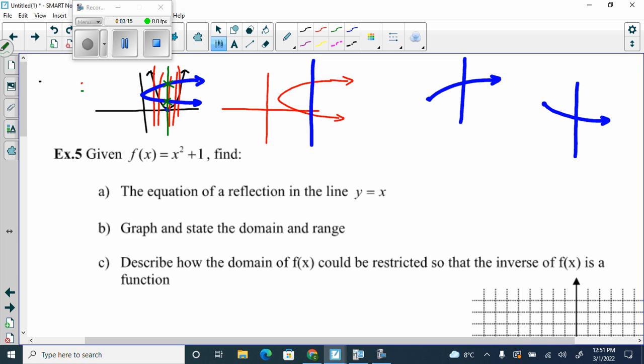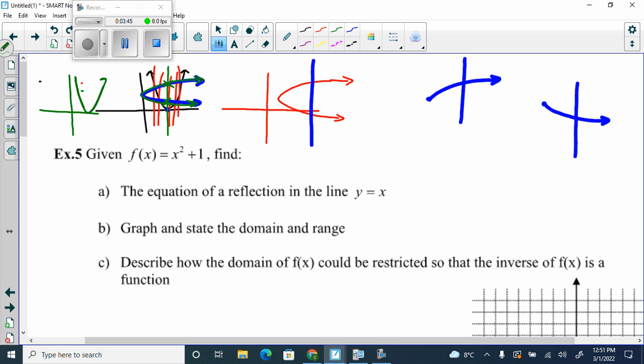So this is the key thing you need to know. We have to restrict the original function. We have to restrict the original. We never restrict the inverse. We restrict the original so that when we get rid of part of it, the inverse is a function. You told me that if I kept this arm or I kept this arm, it would be a function. We agree? If I kept one arm or the other arm, it would be a function. Yes? So I always restrict the original, not the inverse.